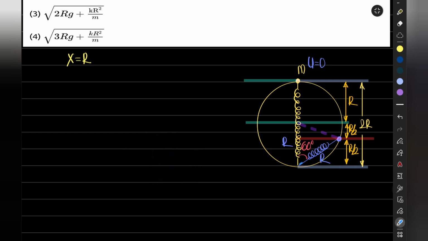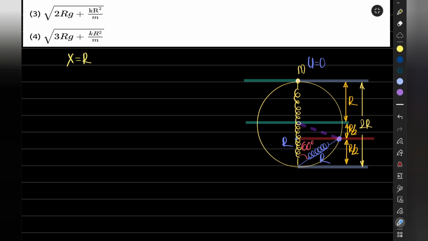which means its component here will be r cos 60. Cos 60 means 1 by 2, which will ultimately be r by 2. That's why you can see that here I have taken r by 2. Complete length, how much do we have? r. This length is r by 2, so of course the remaining will also be r by 2.